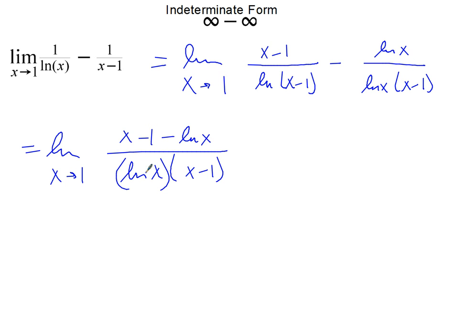And if we plug in 1 to this now, we end up with 1 minus 1 minus ln 1, which is 0. So 0 in the numerator. And in the denominator, we end up with the ln of 1, which is 0, times 1 minus 1, which is also 0. So we end up with 0 over 0, and we can now use L'Hopital's rule to solve this limit.